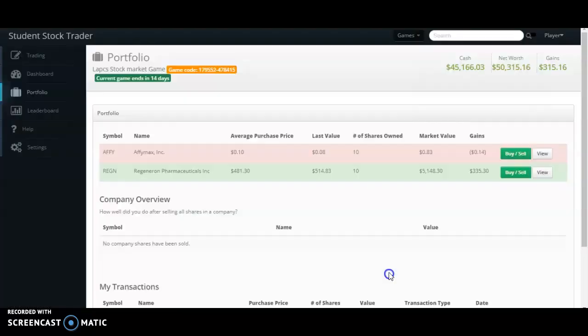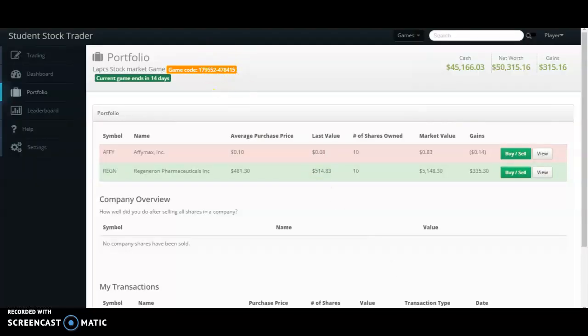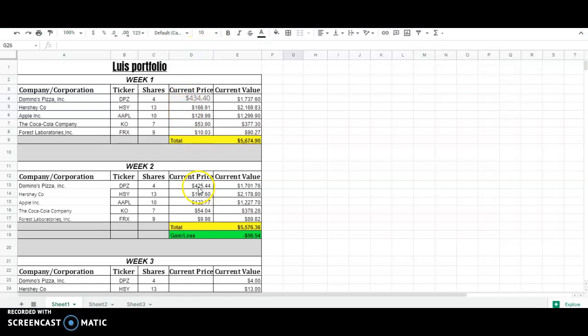Okay, so hope that makes sense. Again, portfolio after you log in and then look at that last value, or you can say view and look at the current value. And that'll tell you what to put under the current price here for your stocks.